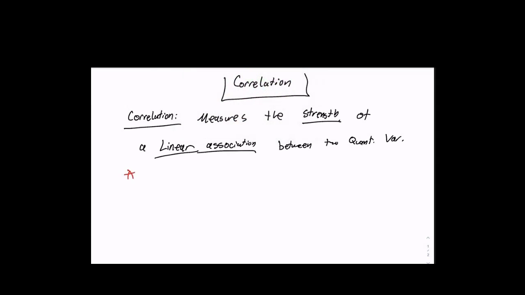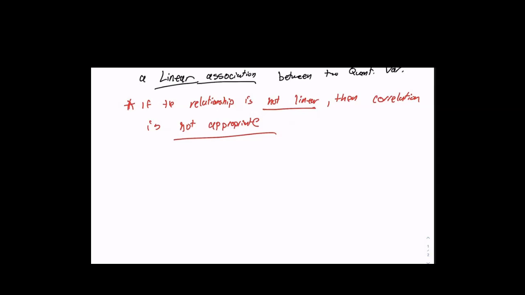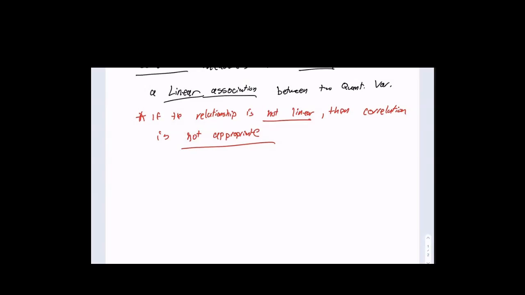And as such, if the relationship is not linear, then correlation is not appropriate. Not linear, not appropriate. All right, so if we do not have a linear relationship, then we don't have correlation.